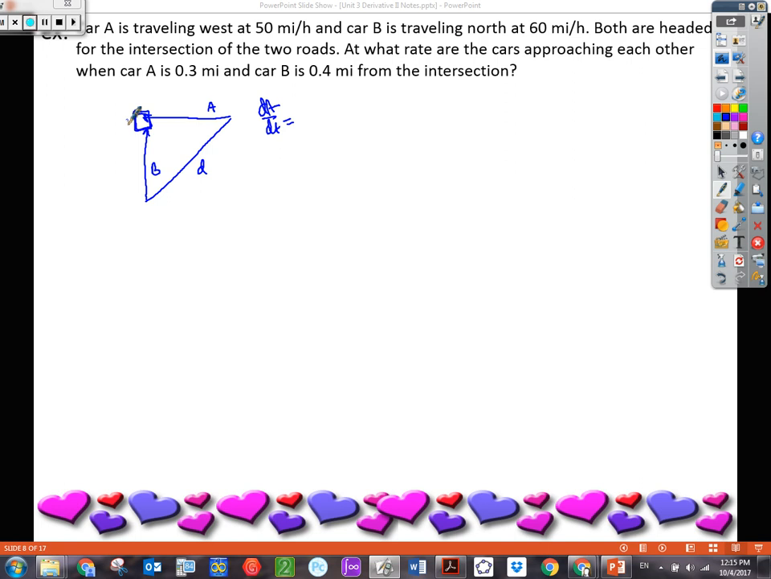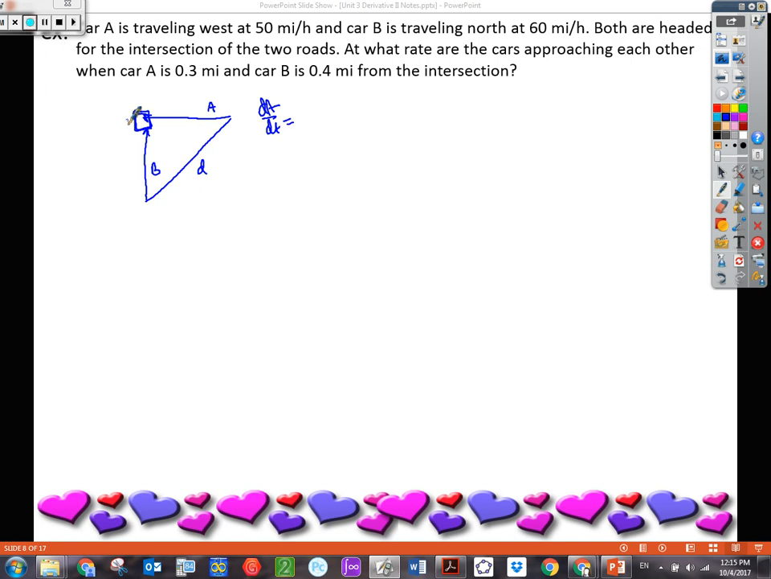Let's say, for instance, that one car was going away from the intersection and one car was going towards the intersection. That would be huge, right? The one going away would be positive, the one going towards would be negative. If we got those signs messed up, our whole answer would be wrong. You see what I'm saying? So we've got to pay attention to the sign of the rate, and we have to assign it. They're not going to tell us.